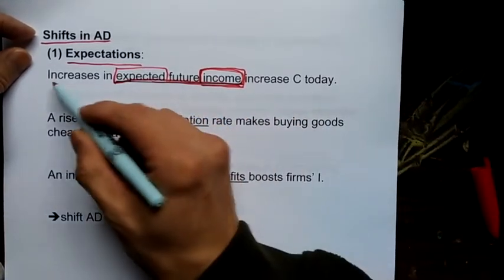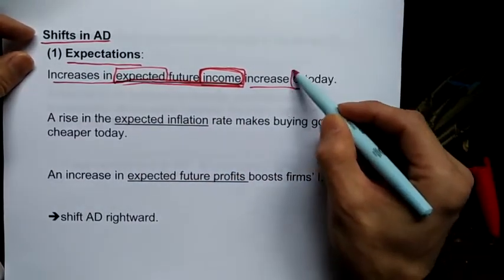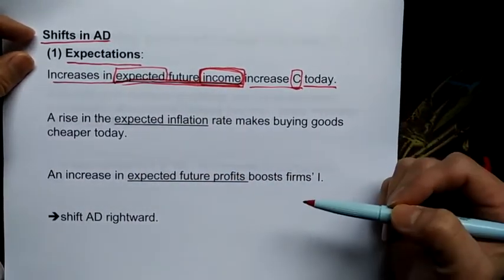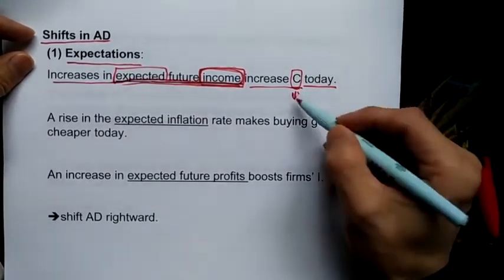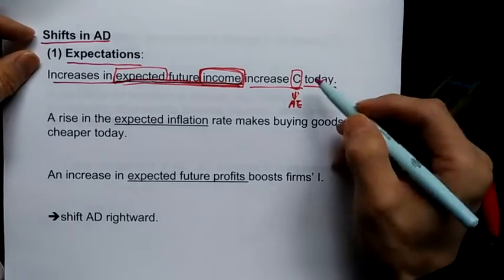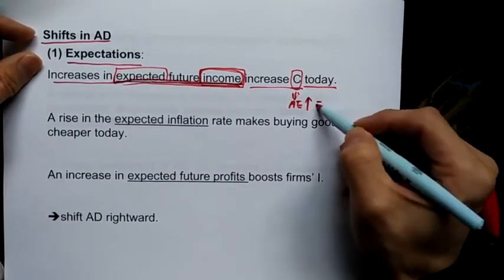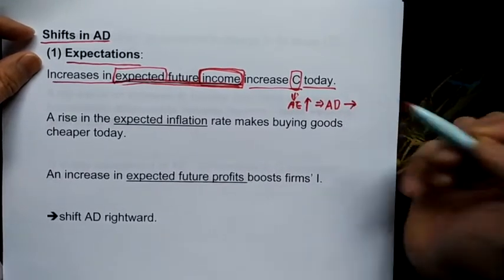Therefore, increases in expected future income will increase consumption today. And consumption belongs to aggregate expenditure. Therefore, aggregate expenditure shifts up. Therefore, the aggregate demand curve shifts to the right.